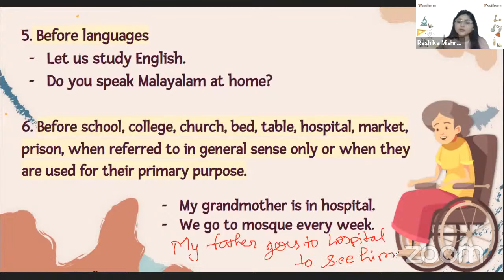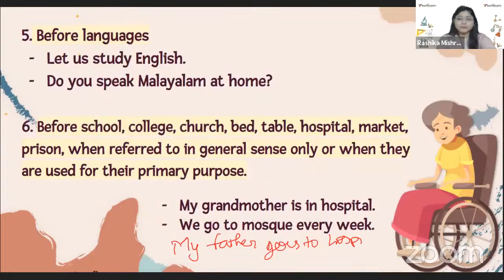If the father is going to the hospital to see some person, that means the father is not going to the hospital for its primary purpose. So in this case, we will always use the definite article before it. So the right sentence will be: my father goes to the hospital to see him. So this is an exception.